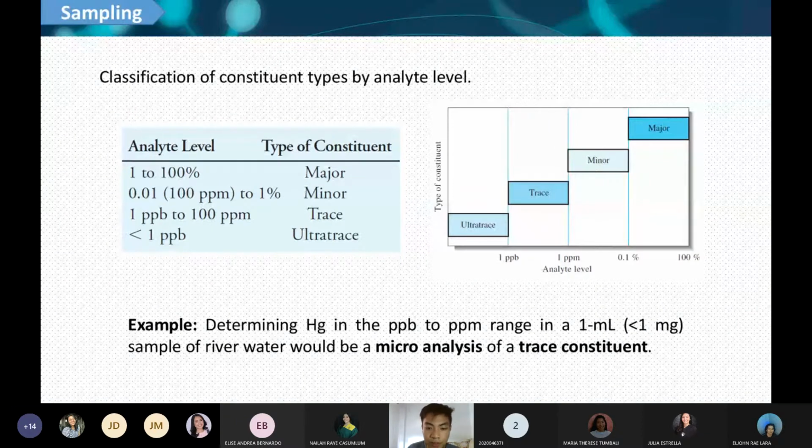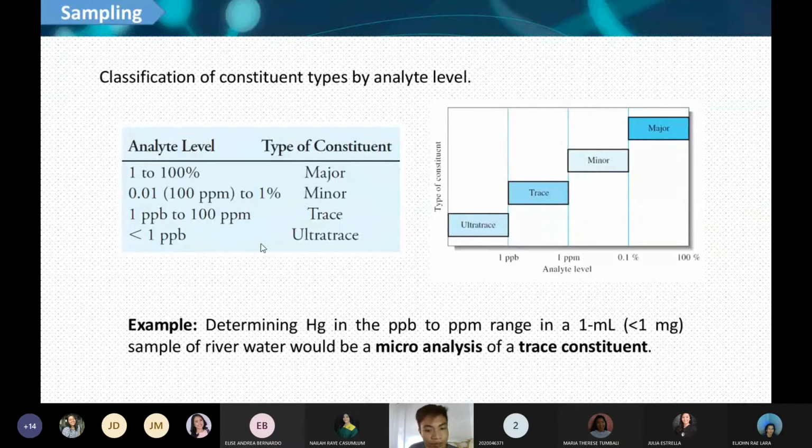So, depending on the fraction of the solute in your sample, there is a corresponding classification. Again, 90% ethanol falls under the major constituent category. But when the concentration gets smaller, let's say 30 ppm bicarbonate, then it can fall under trace. It is within that range already.